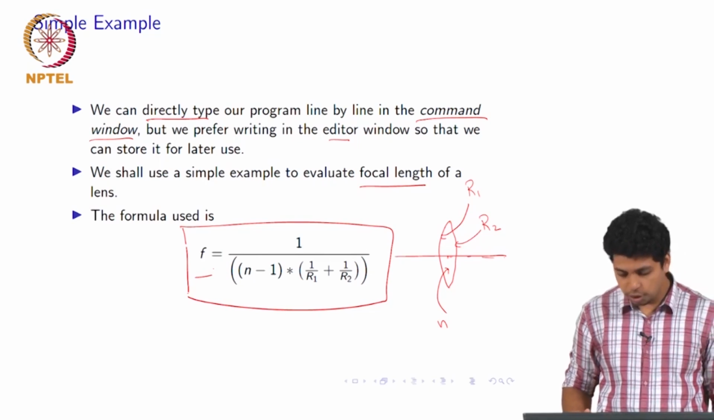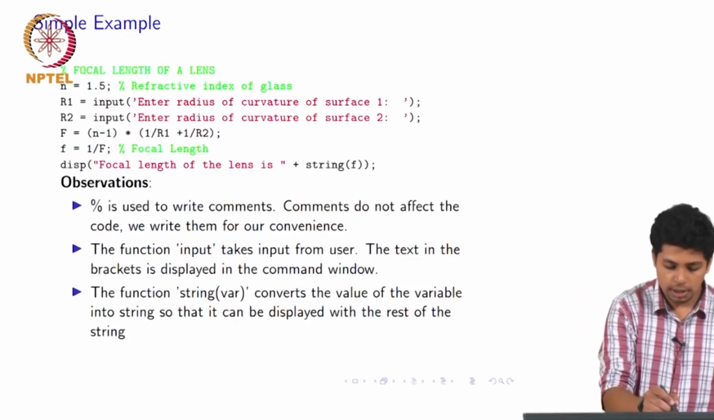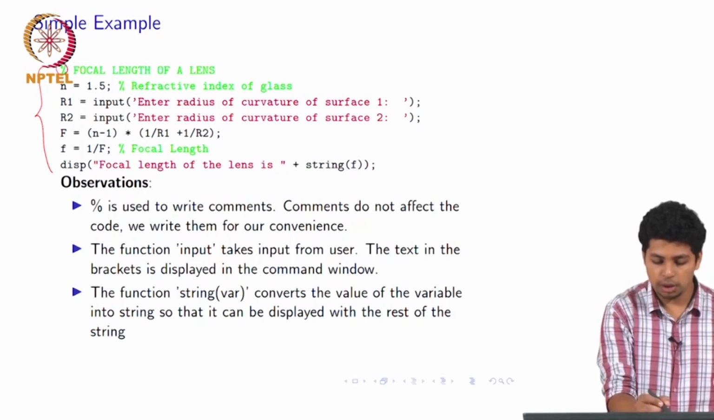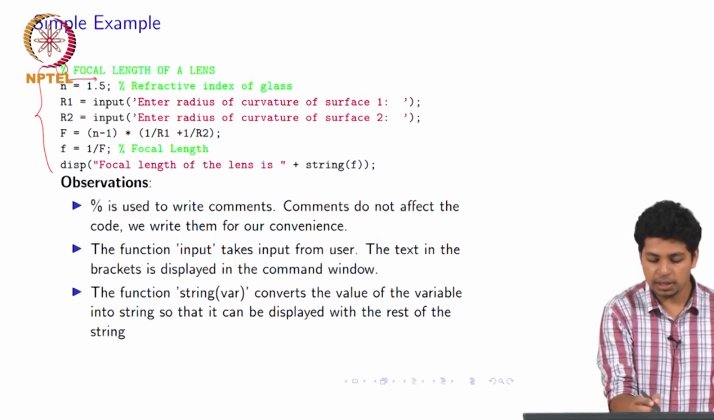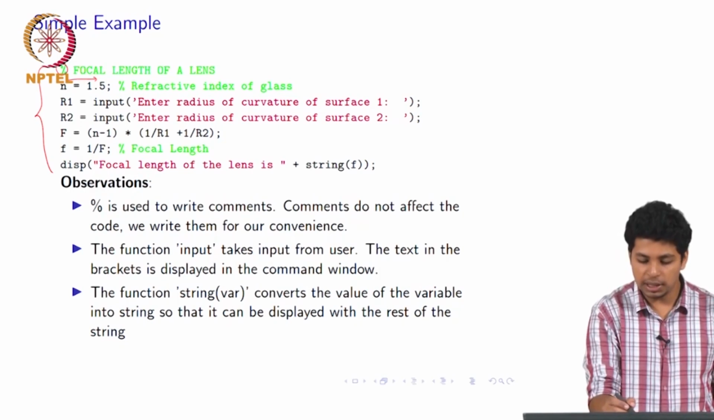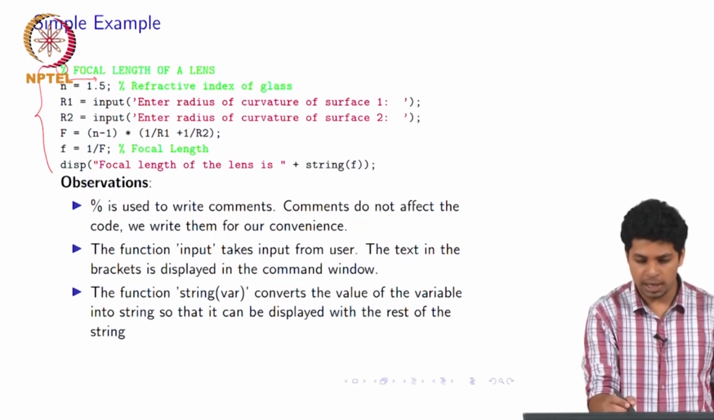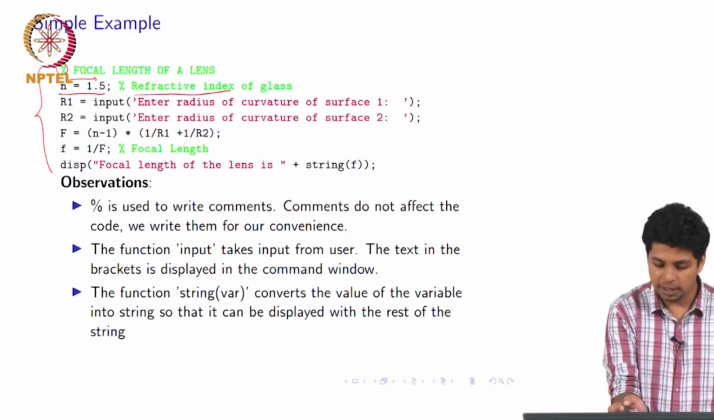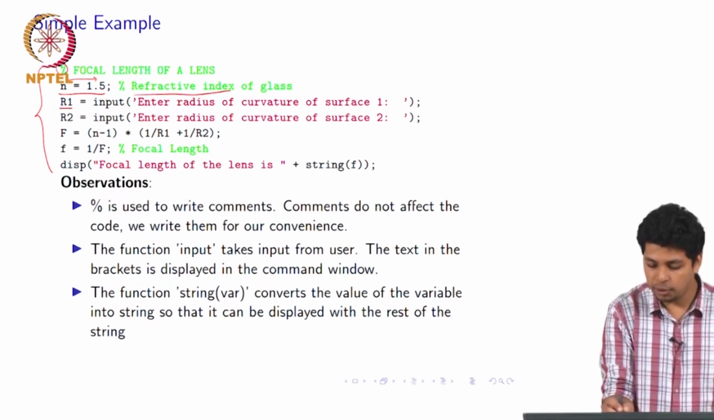So now what we want to do is implement this formula in MATLAB. This is what the code looks like. Percent is used to comment on the code, and anything you write beyond a percent symbol is not a part of the code. It is only written for our own convenience so that we know what section of code we are in. We can write any comment there and it will not affect the code. Then we give the value of refractive index, 1.5. As you can see, I have put a comment there to indicate that it is the refractive index of glass. Then R1 is equal to input, and then I have put some text.